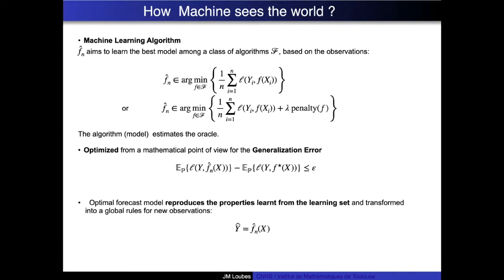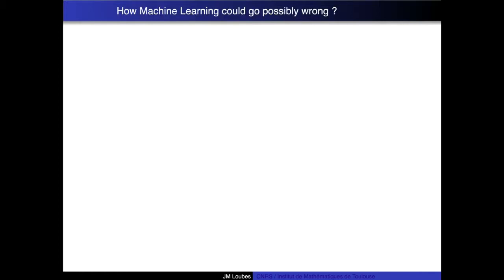So the excess risk, this is the difference between the two errors, you can prove that for a well-chosen model or well-chosen penalty this is small. In fact it's working very well, and now machine learning models are very popular. You can find them used a lot of the time in everyday life.